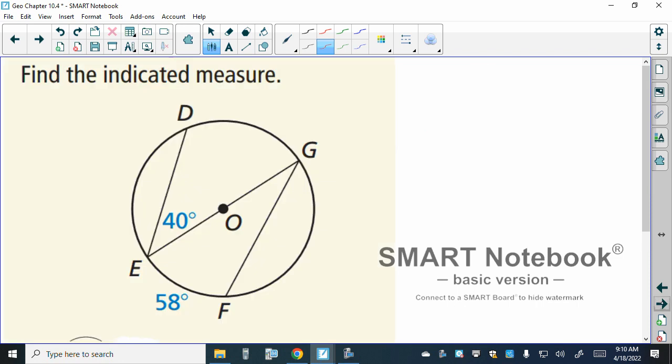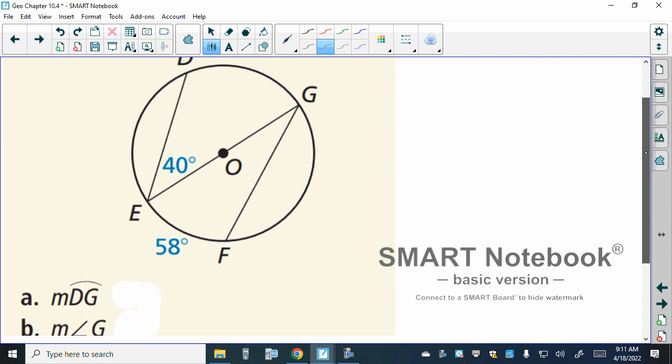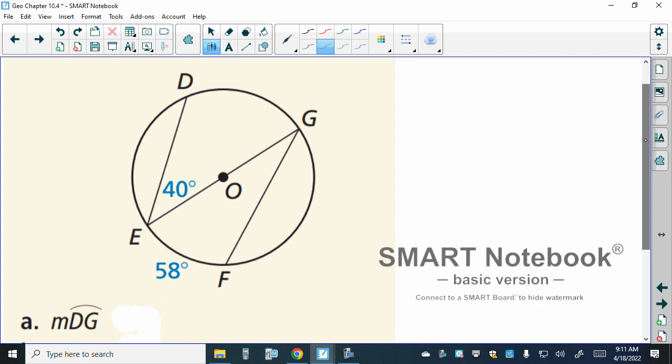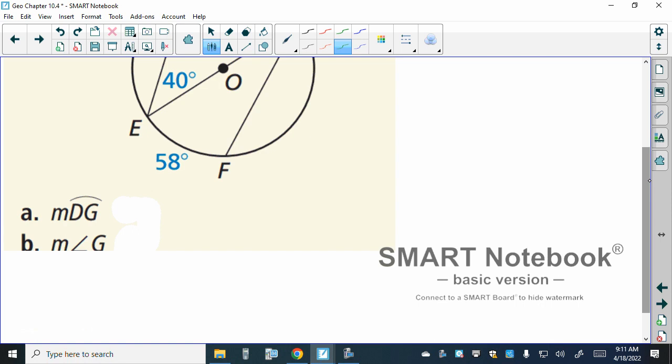Let's look at the next one. Find the indicated measures. So we want to find the measure of angle G and the arc DG. We can find the measure of arc DG first. So arc DG is from here to here. If the inscribed angle is 40, we're going to take 40 and what? Multiply it by 2. 40 times 2 is 80. So the measure of arc DG is 80 degrees.